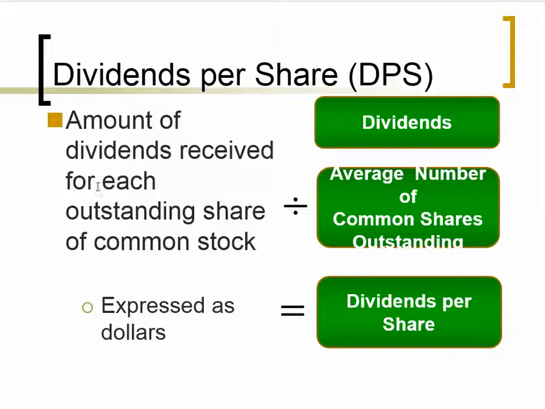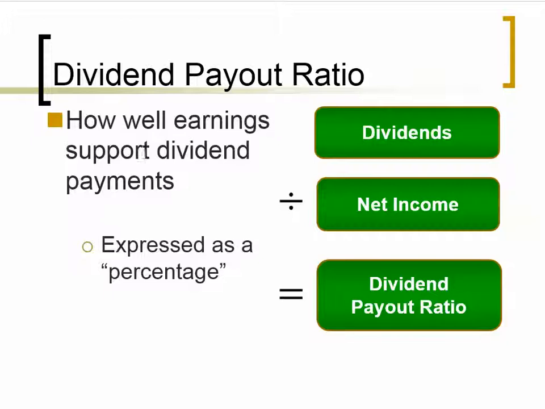Obviously, though, a higher number will be better. Dividends per share is the amount of dividend that stockholders receive for each share of common stock they own. We just take the amount of dividends divided by the average number of common shares outstanding, and that gives us dividends per share. Dividend payout ratio is going to tell us what percentage of the net income is paid out in dividends. So we take our dividend amount divided by net income. That gives us our dividend payout ratio.